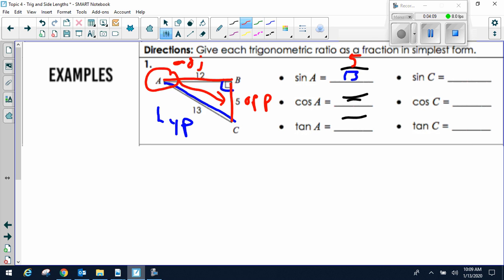Okay. The cosine, according to my rule, cah, is adjacent over hypotenuse. Well, the adjacent side we just discovered is 12. The hypotenuse is 13. Toa, or tangent, has O and A in it. Well, that's opposite, which is 5, over adjacent, which is 12.